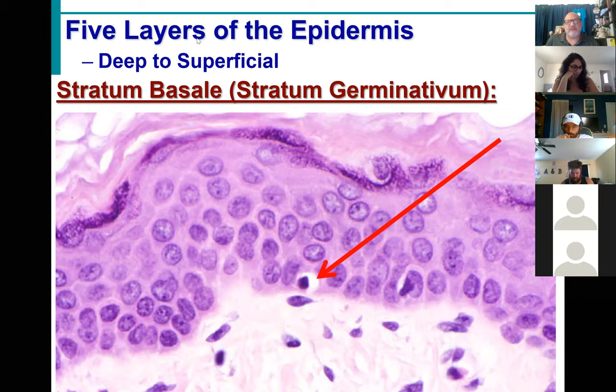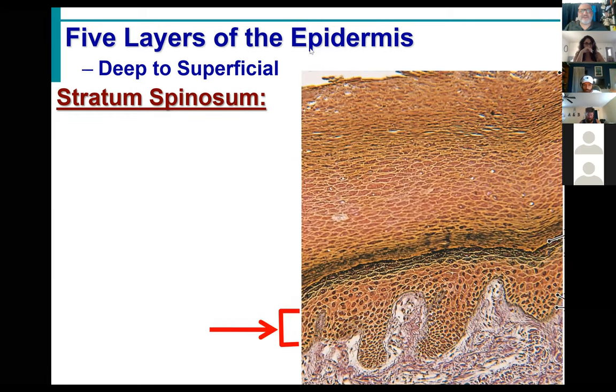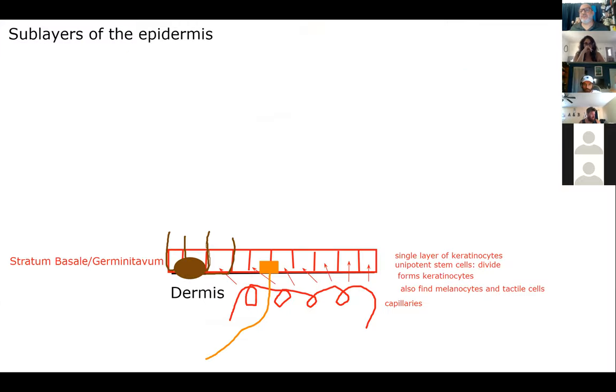Nope. Excellent. Let us then move to our second layer. Notice as these keratinocytes divide and produce more and more keratinocytes, they are going to push those keratinocytes upward. And as we push those keratinocytes upward, we start to get multiple layers of cuboidal and columnar cells.